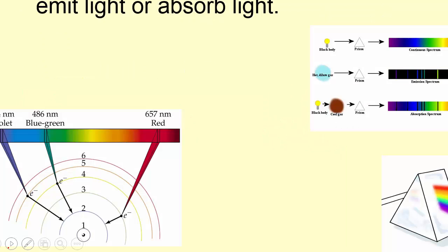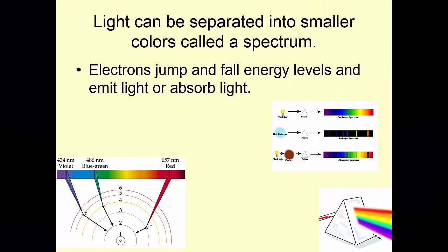Light can be separated into smaller colors called a spectrum. Electrons jump and fall energy levels and emit or absorb light. So we can prove this spectrum. I can shoot white light in here, and a prism comes out with a rainbow of fruit flavors. Here's the Skittles. Yay!